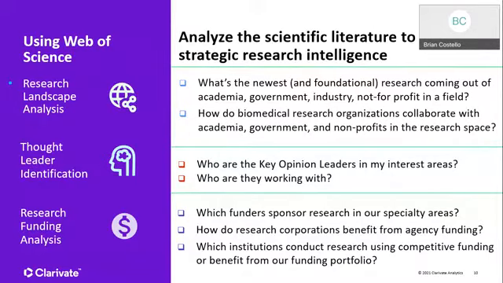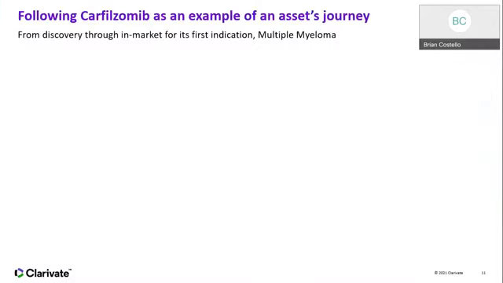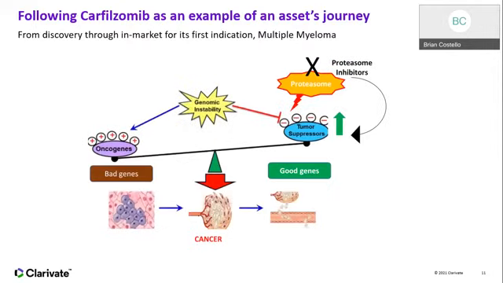We will be talking about each of these use cases one by one. Once I have run you through the deck, we'll go to the platform and see these examples live. What I have done is, let us try to track a particular asset, in this case a drug, and see how Web of Science can give you more information. The drug that I have taken as an example is carfilzomib. Carfilzomib is what is called a proteasome inhibitor. It is an anti-cancer drug.